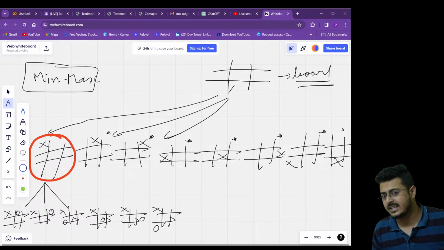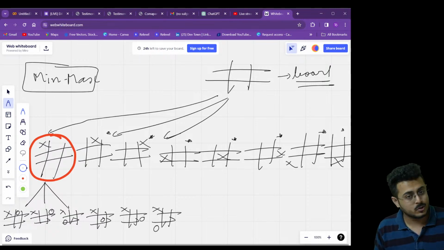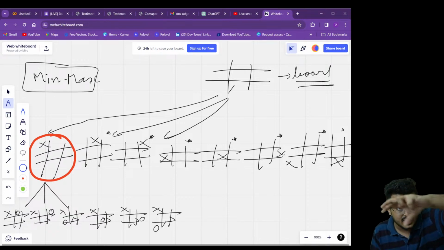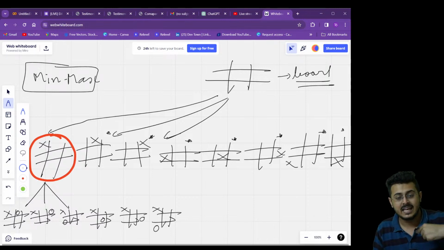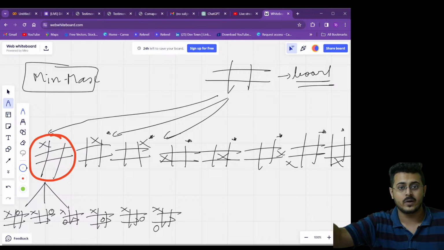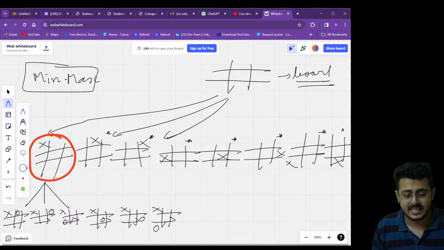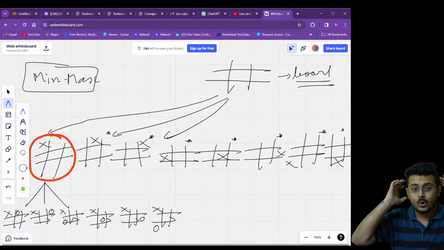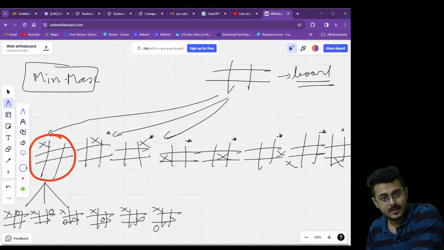If you know the entire tree, you know that if these are the steps that are taken, then X is going to win. If these are the states that are taken, then O is going to win. Then you will play accordingly. If you know the entire future, think about it.